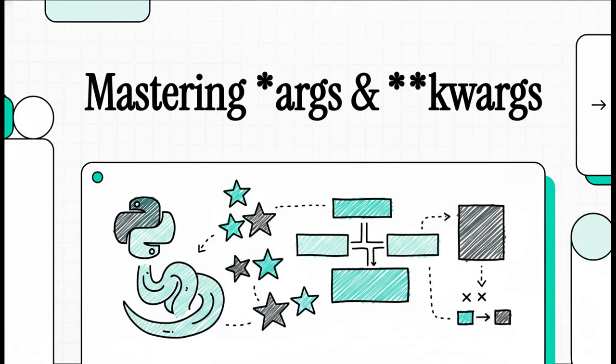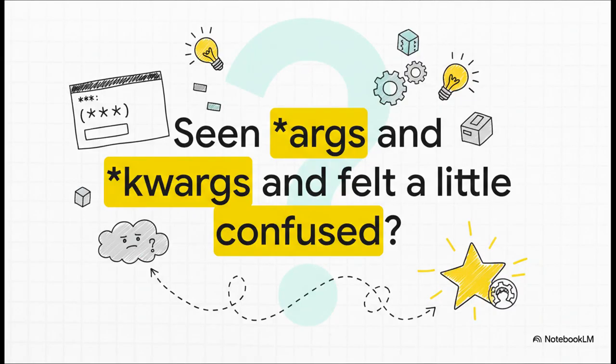All right, let's dive into a topic that really separates the Python hobbyists from the pros: args and double kwargs. Seriously, getting a handle on this is an absolute game changer, not just for your own projects, but for crushing those technical interviews. Yeah, if you've ever seen those little stars in a function definition and thought, what on earth is that? You are definitely not alone. But stick with me, because by the end of this, it's all going to be crystal clear.